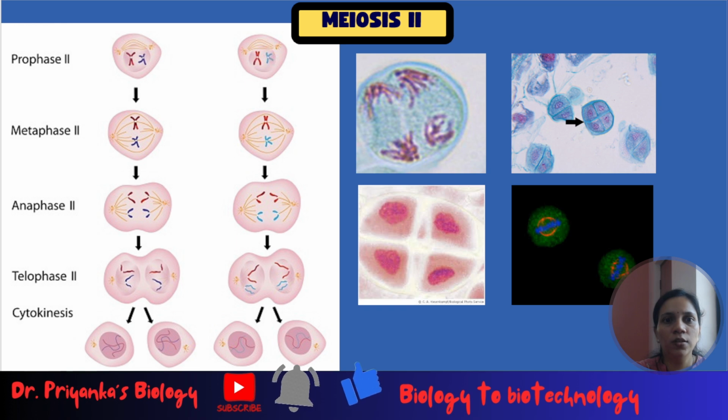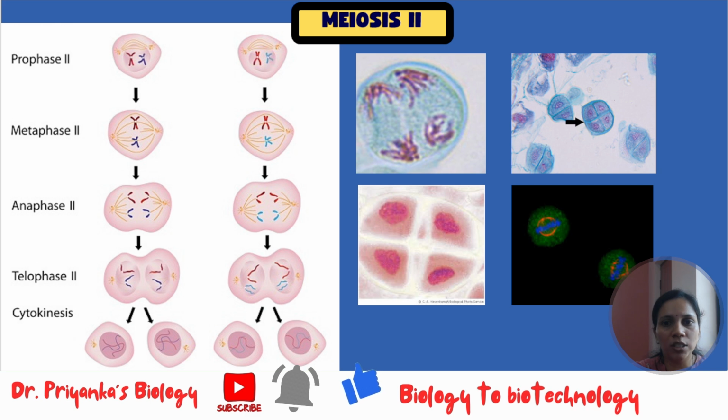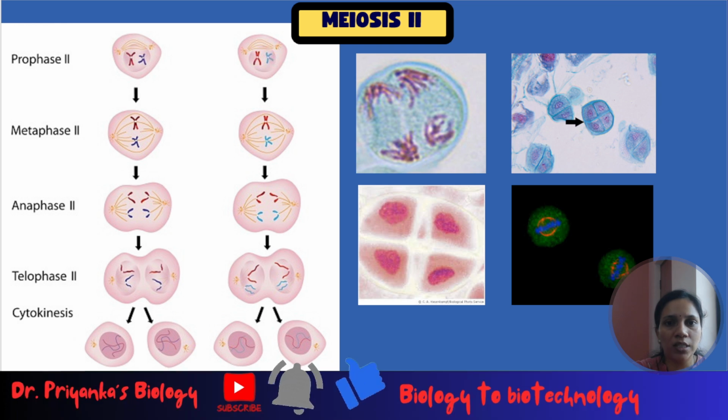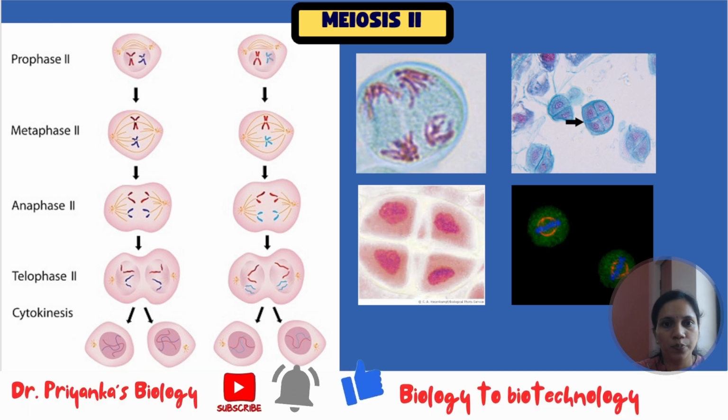From this picture, we can see the end result of meiosis 1: two haploid cells. From a diploid cell, we had got a product of two haploid cells. Now, these two haploid cells are going to simultaneously undergo meiosis 2. So, let's see what happens in meiosis 2.